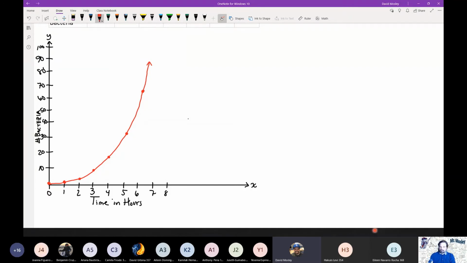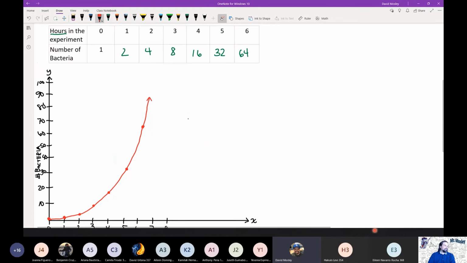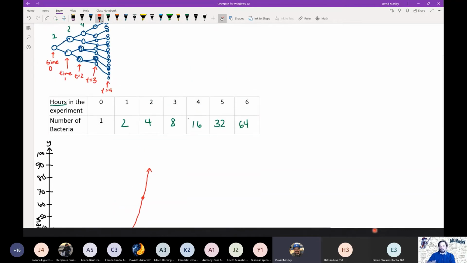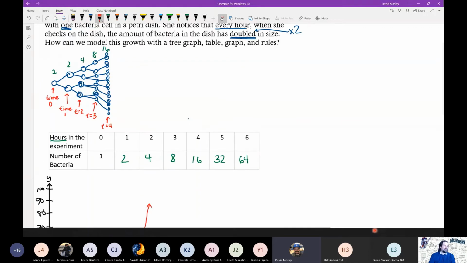Now, if I want to answer questions about later on in this process, right? Like, okay, how many bacteria will there be at the end of the day? Right, the graph's going to be really big at that point. The table has to go to 24 hours. I may not want to fill the table that much, right? So we want the rule, because if I have the rule, I can put it in a calculator. I can calculate it much faster.